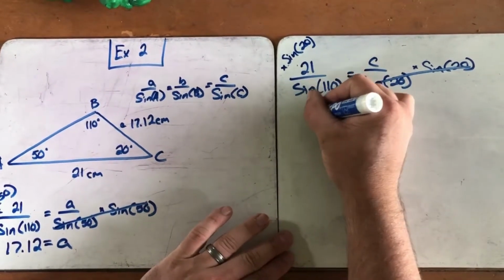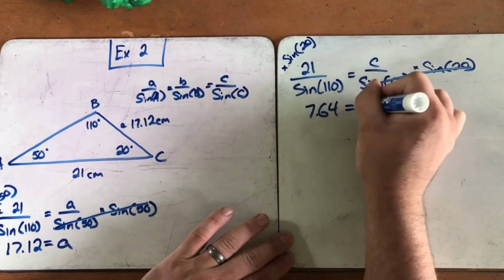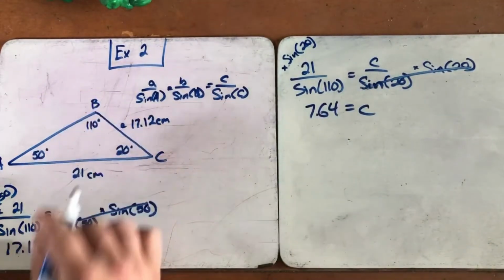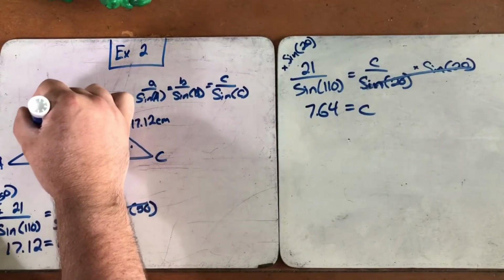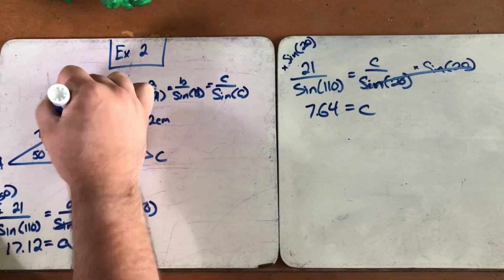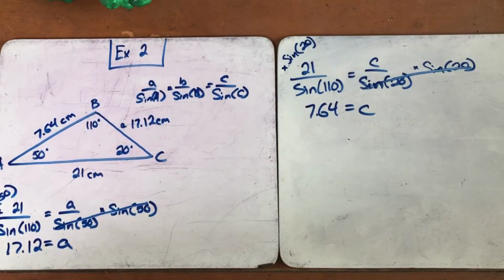So I have 7.64 equals C. So the opposite side C would be 7.64 centimeters. So once again, all I'm doing is plugging in and solving for proportions.